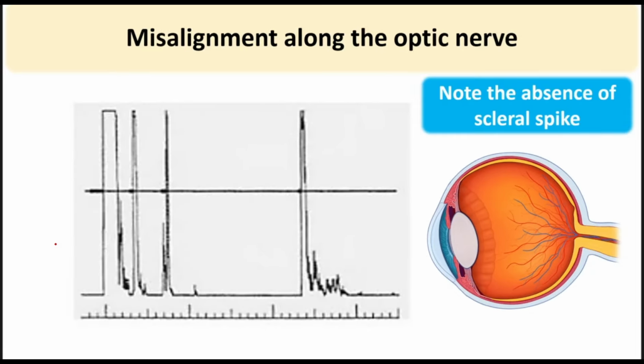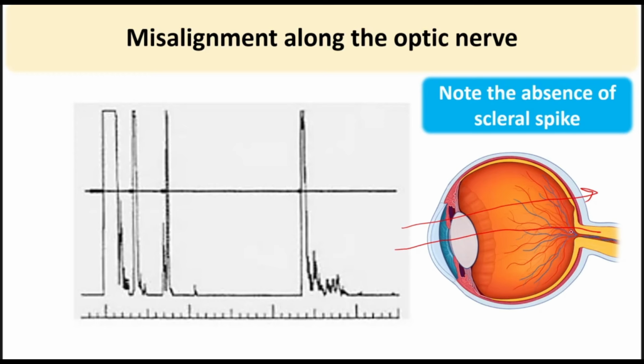Now, sometimes the probe can be misaligned in such a way that the sound waves are going to travel through the optic nerve instead of traveling to the center of the macula, right? In such a case, there will be absence of the scleral spike. Now, why does that occur? We know that the optic nerve is basically a bundle of nerve fibers, and there's no sclera present within the optic nerve. When the sound waves travel through the optic nerve, they're not going to encounter any scleral spike. Now, we don't want that.